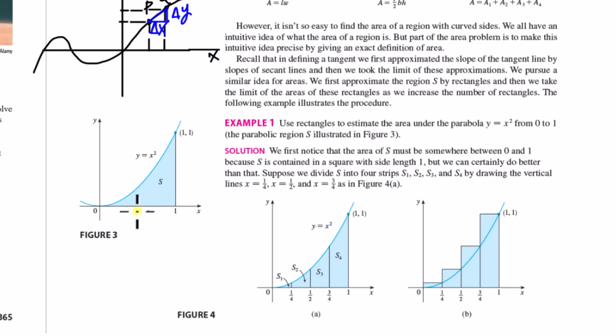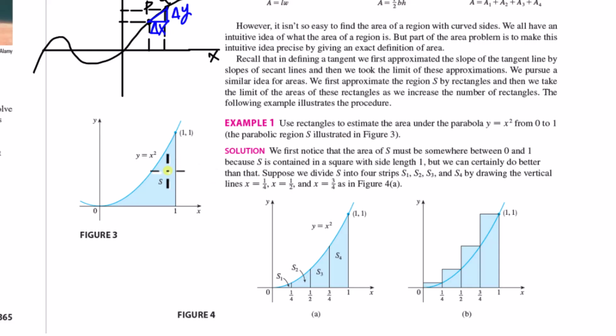So we're bounded below by the x-axis, the horizontal x-axis. We're bounded on the right by the vertical line x is equal to 1. And then we could be bounded on the left potentially by the y-axis. But when x is equal to 0, y is equal to 0. So we're not bounded on the left by anything except for the origin. So we're just bounded above by the curve y is equal to x squared.